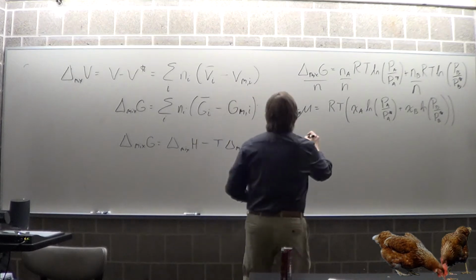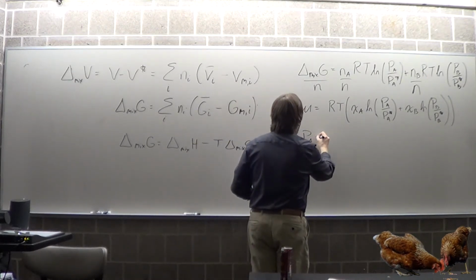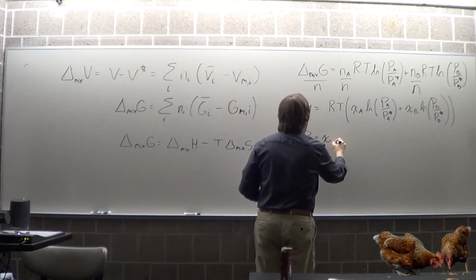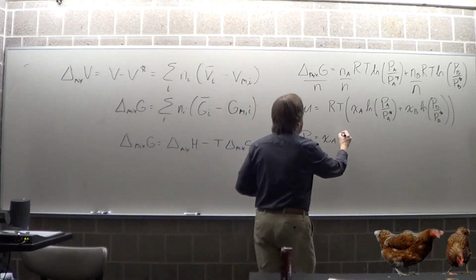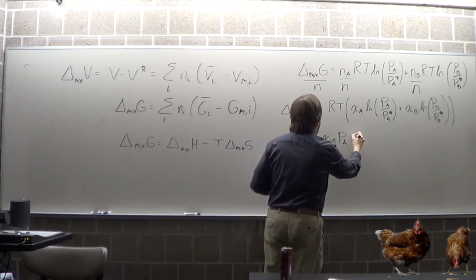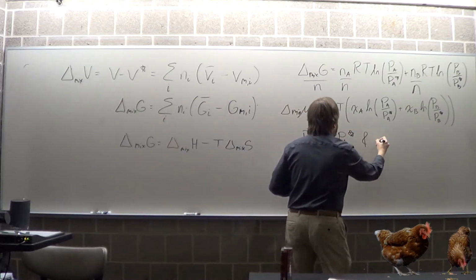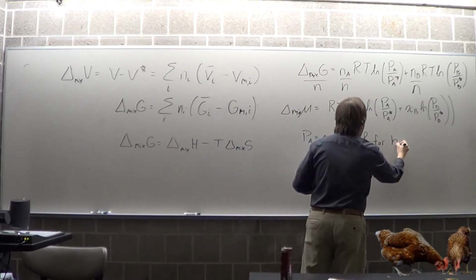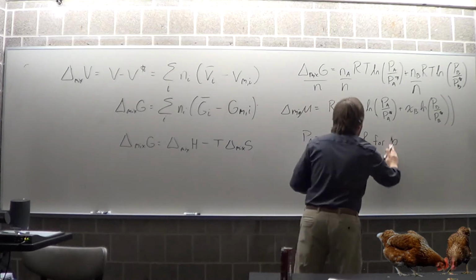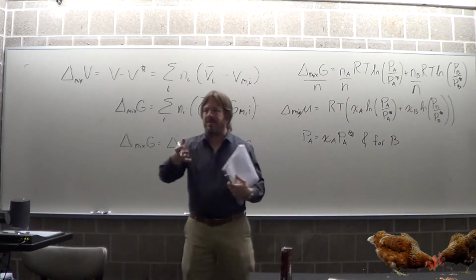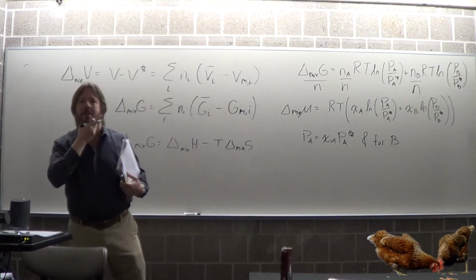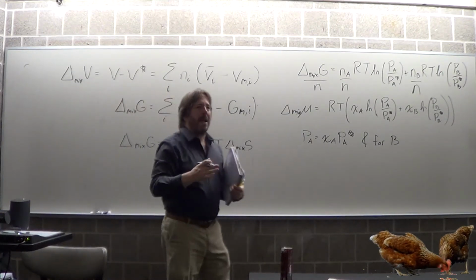What if the partial pressure of A was equal to the mole fraction of A in solution, times the pure partial pressure of A? And again, remember that whatever I do for A, I do for B, and I just tack it on after the fact, right? I'm sure that's sensible. You're used to that. Okay.